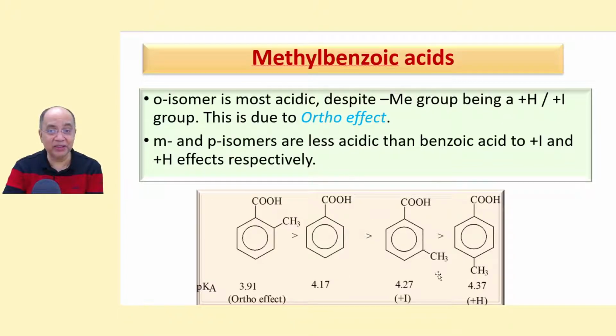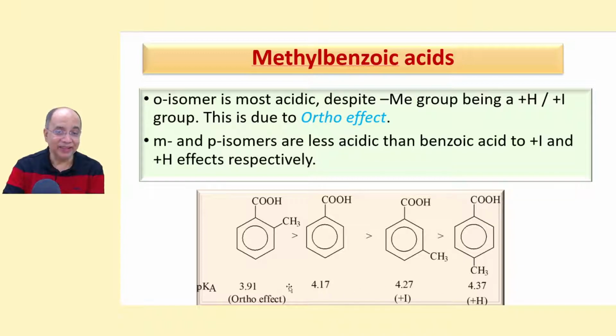Then benzoic acid. Then the plus I effect is a little less here. Plus I effect operates here to make it less acidic than benzoic acid, and this is least acidic because of its hyperconjugation effect that will produce a minus delta charge, though small, that will destabilize the carboxylate ion. So ortho because of ortho effect, then benzoic, then meta, then para.